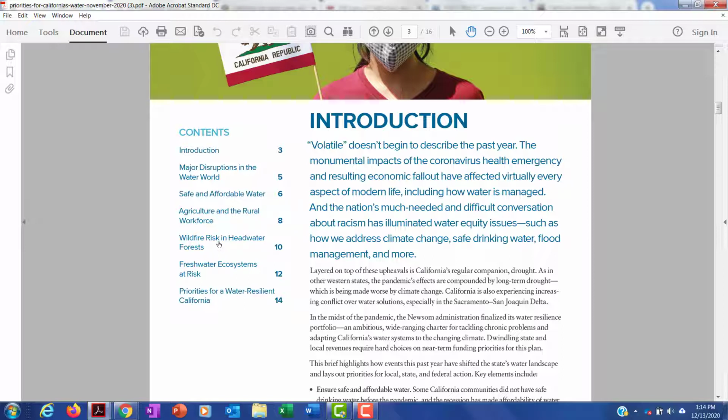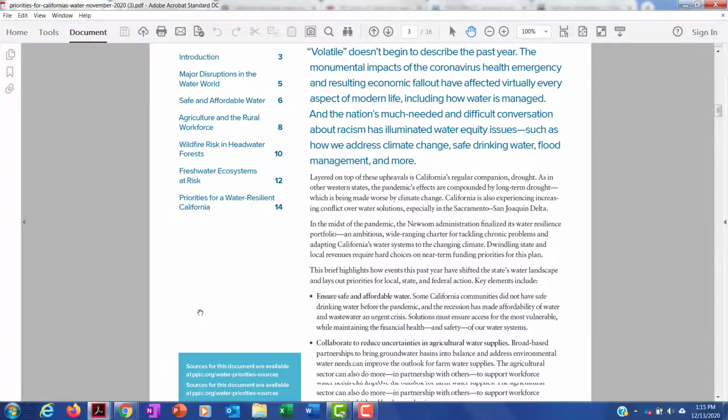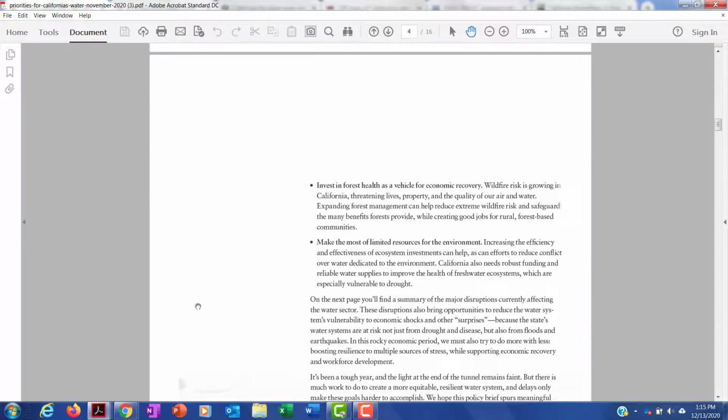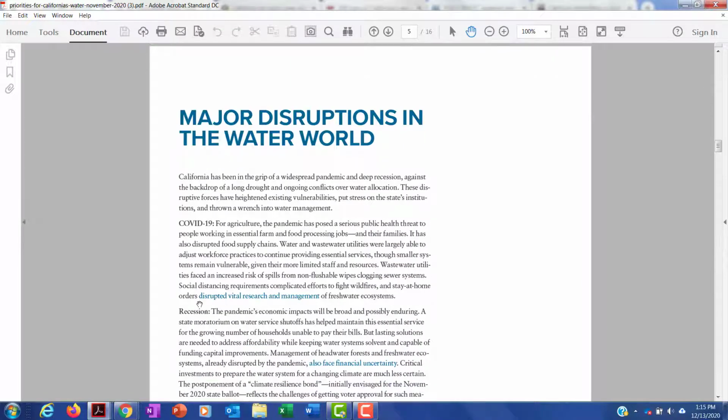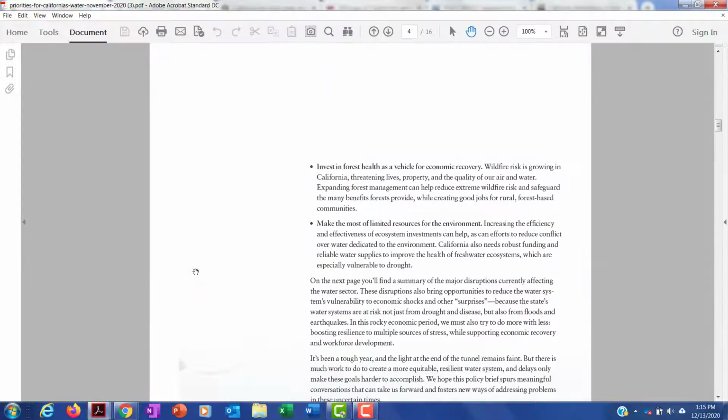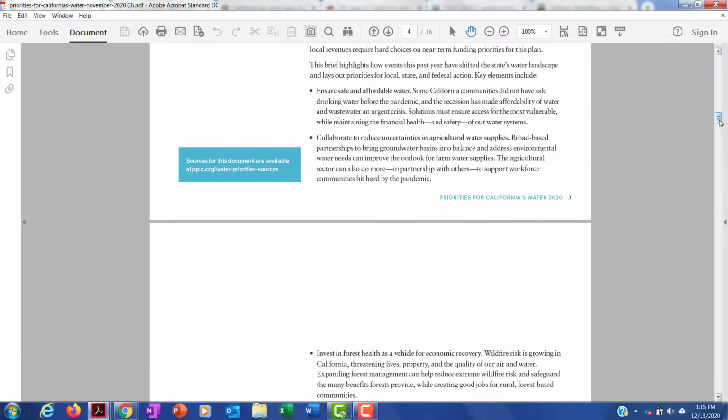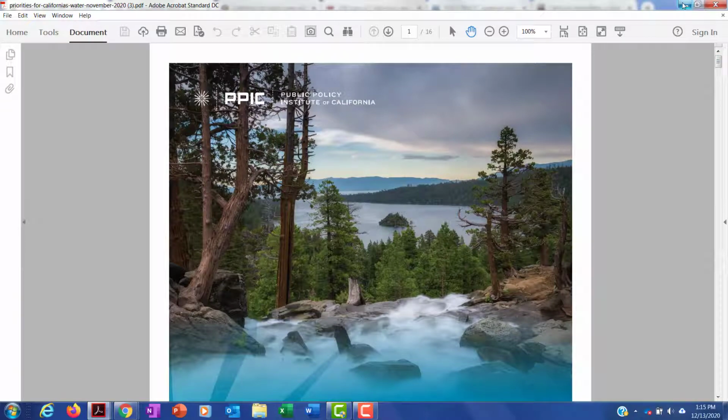And wildfire risk, and what does that have to do with water, ecosystems, and then this most important part, priorities for a water resilient California. Again, if you wanted to refresh yourself on major issues in water in California, this would be a great go-to resource to have in your file for California water if you're keeping that.